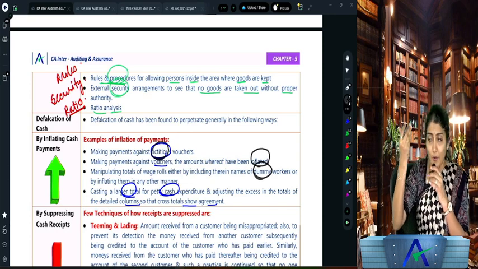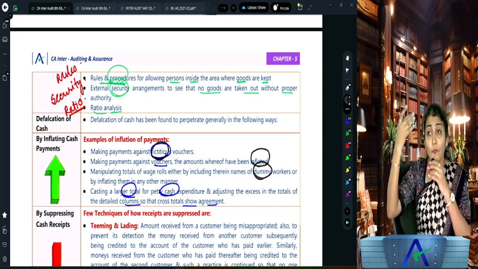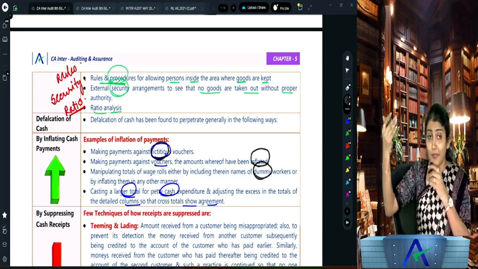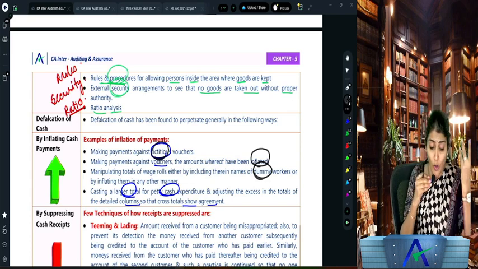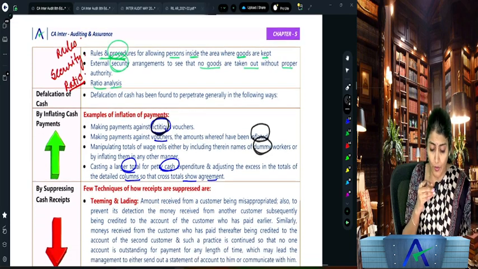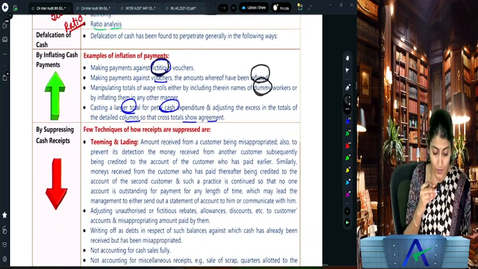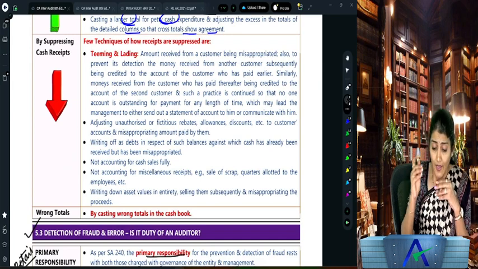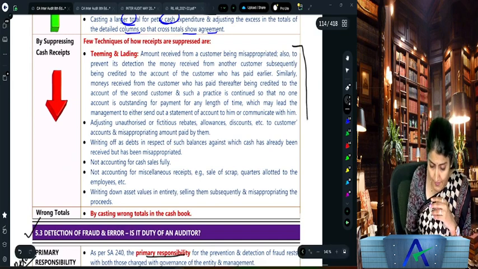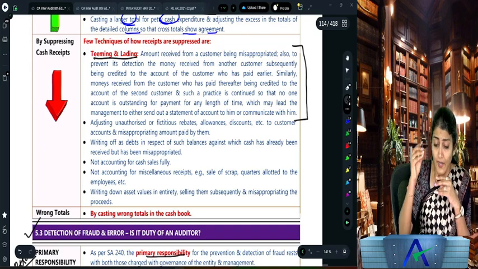And dummy workers, what I can call over here the inflated workers, right? More workers. How many workers are working in your company? 1,000. But what you showed? 1,200. Or by casting a larger total of the petty cash expenditure. Okay, right. Then what is the next one we have over there? By suppressing the cash receipts. And in the cash receipts, what do we have over there? First one, teaming and lading.